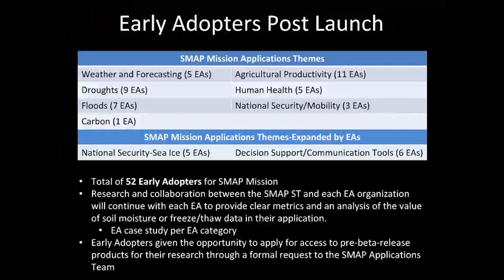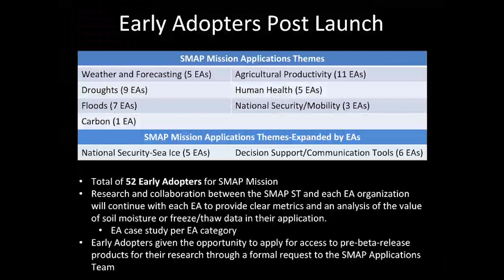So moving forward, we have various categories that are covered, and we have 5 early adopters looking at weather forecasting, 9 in drought, 7 in flood, 1 in carbon, 3 in national security, which includes Army mobility and sea ice. Excuse me, those are just Army mobility. I broke out sea ice into 5 other early adopters. We have 5 early adopters looking at human health, 11 in agricultural productivity, and then we have 6 creating decision and communication support tools. So if any of you are interested in, again, getting more details on each of these early adopters, I'm more than happy to provide that after the webinar. There's a lot of information here.